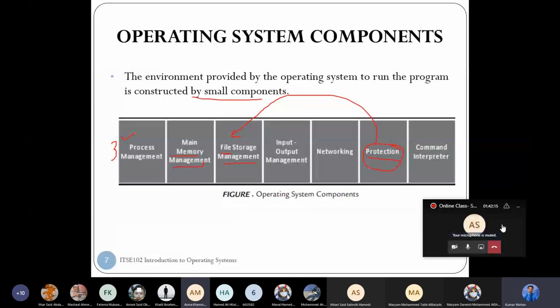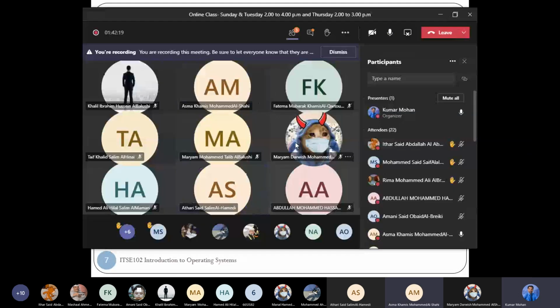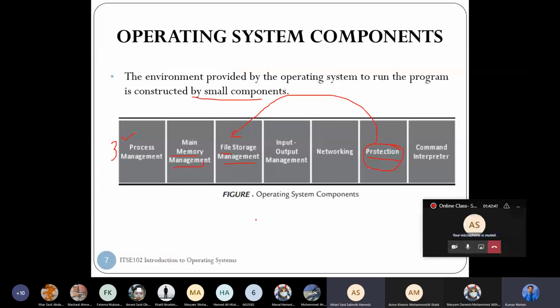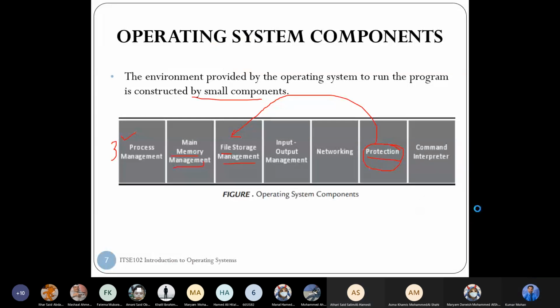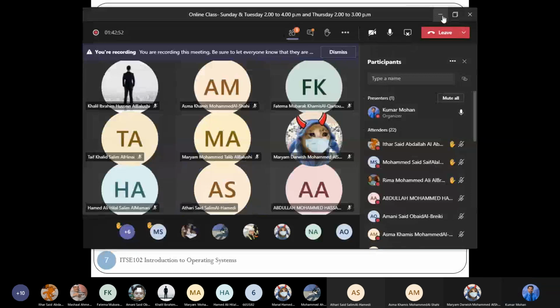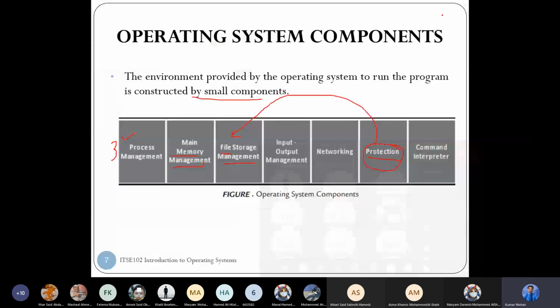Process management. Okay, process management. Good. Then input output management. Okay, I understand. I'm asking Atari Sayed. Mister, I don't know. Are you not seeing my screen? Can you see my screen? Yes, now I can. What were you doing till now then? Okay, read out. What is there?